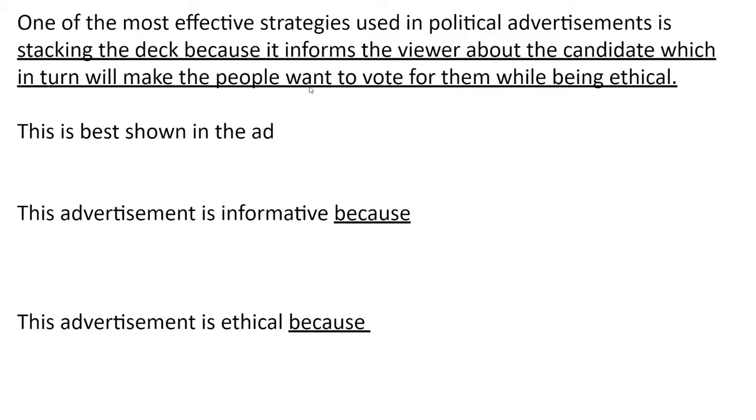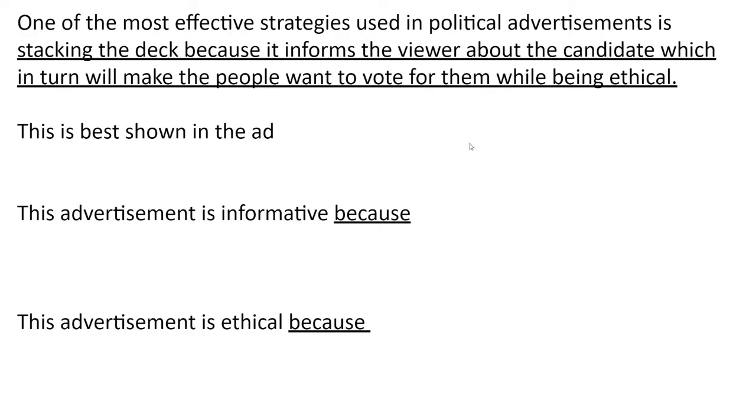So if I click again, one of the most effective strategies used in political advertisements is stacking the deck, because it informs the viewer about the candidate, which in turn will make the people want to vote for them while being ethical. So this is very nuanced, because I am not just stating it does all the things, but I am saying the way they interact with each other causes them to complement each other in essence.